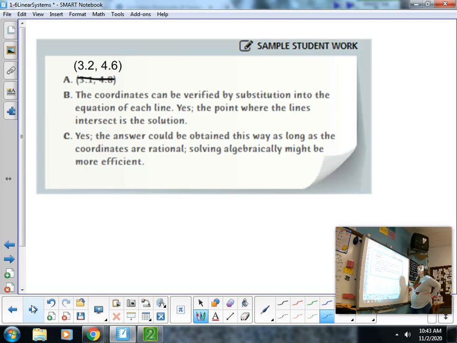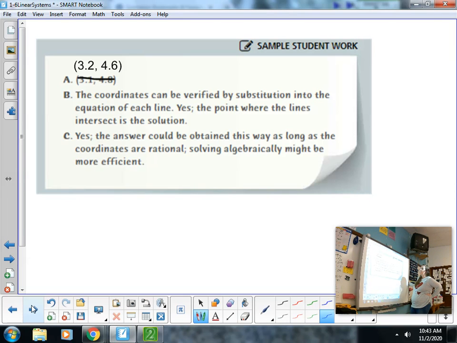Part A did ask for an estimate. So the book's estimate, because again, this is sample student work, was 3.1 and 4.8. The actual solution is 3.2 and 4.6, so just keep that in mind. You can verify those coordinates by substitution, and yes, the point where the lines intersect is the solution if you use, again, the correct number. I'm not sure where the book got the numbers that they used.